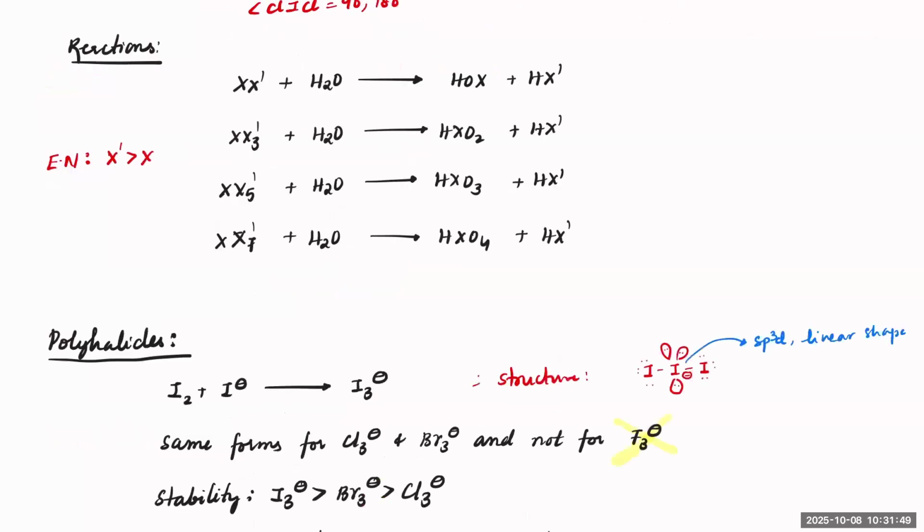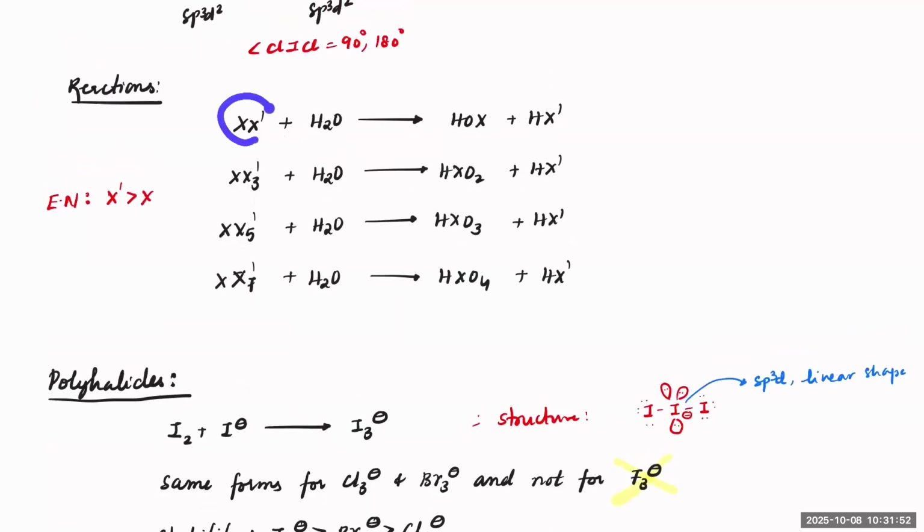Now notice the reactions. XX' plus H2O becomes HOX. Remember the one which is less electronegative will become the positive oxidation state. So here HOX is forming. And this more electronegative one will always become the hydracid, that is HX'. XX3', same thing, HXO2 and HX'. And XX5' will be HXO3 and HX'. So this is how the hydrolysis will take place. Clear?